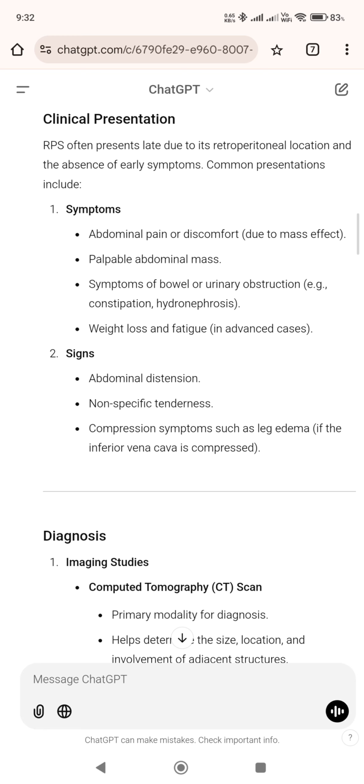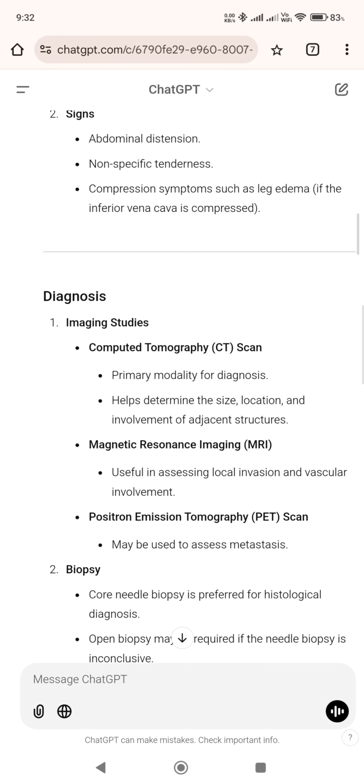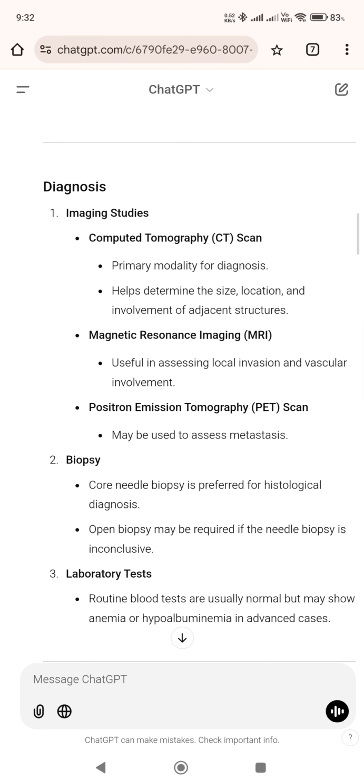1. Imaging studies. Computed tomography, CT scan: primary modality for diagnosis, helps determine the size, location, and involvement of adjacent structures. Magnetic resonance imaging, MRI: useful in assessing local invasion and vascular involvement. Positron emission tomography, PET scan, may be used to assess metastasis.